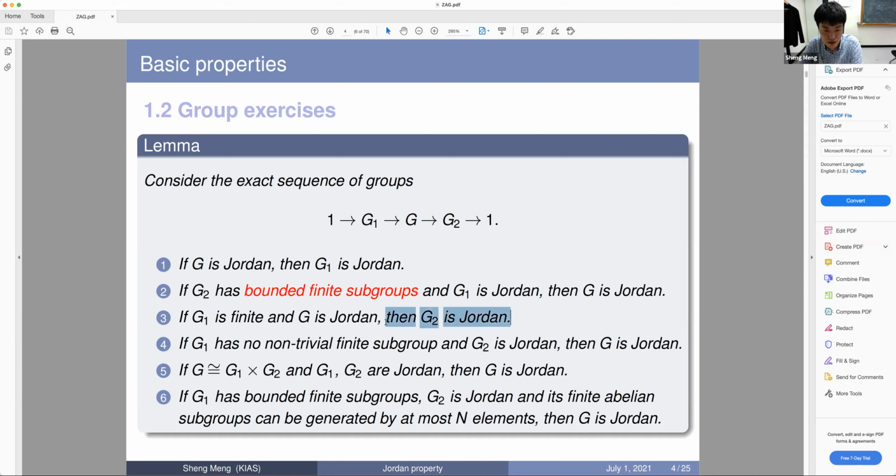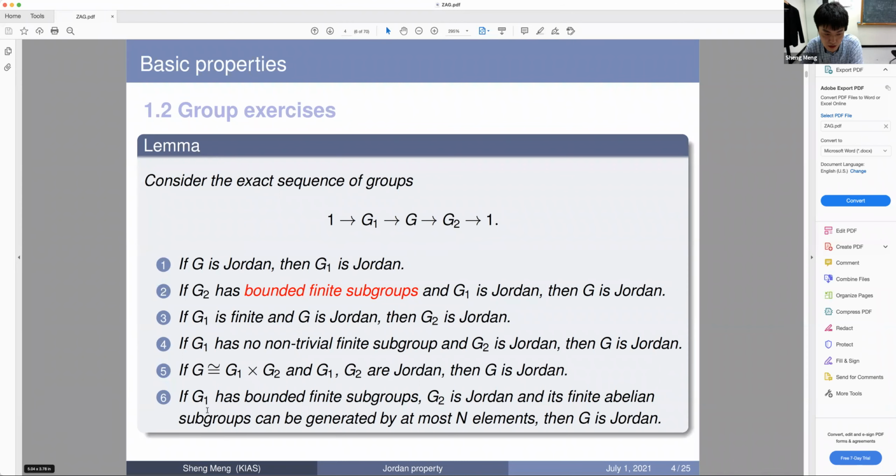This property we will not use today, but it is also very important. Fourth, if G1 has no non-trivial finite subgroup, something like the unipotent group in algebraic group theory, and G2 has the Jordan property, then we can show the middle one is a Jordan group. As I mentioned, the exact sequence cannot preserve the Jordan property in general, but if it splits, meaning G is the direct sum of G1 and G2, and G1, G2 are Jordan, then we can see the middle one, G, is Jordan.